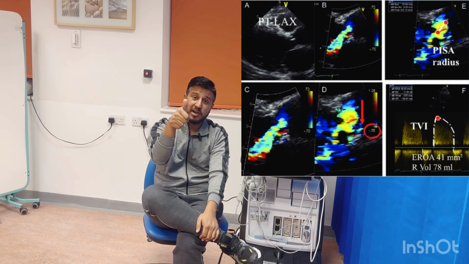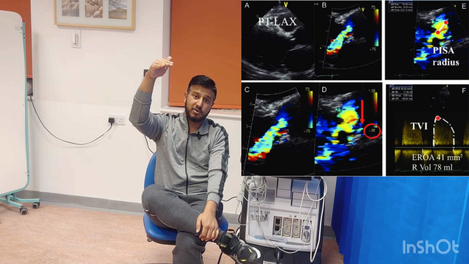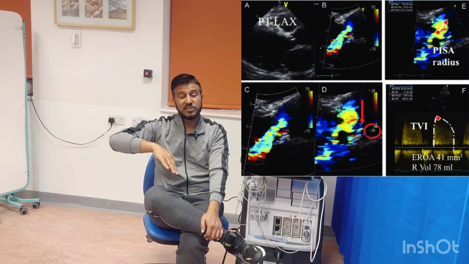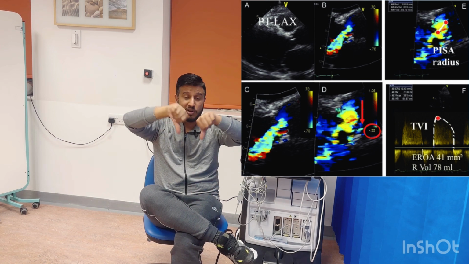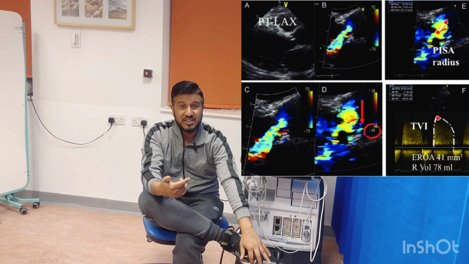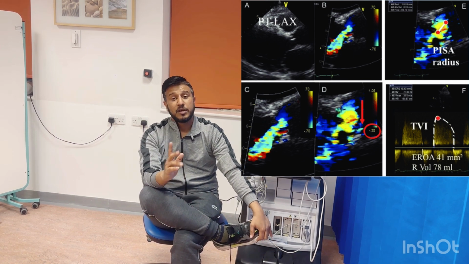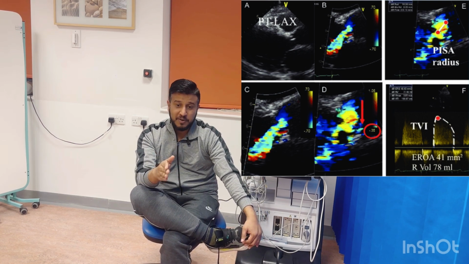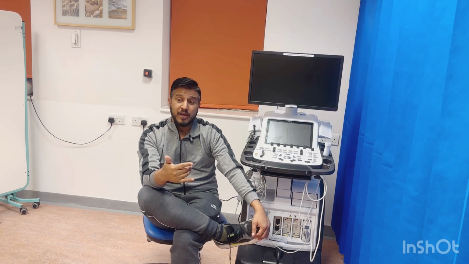If the jet is going upwards, you will take the baseline up, around 38, 39, 40, that range. And if the jet is going downwards, you will take the baseline down, towards 39 to 40. This is how you will take the PISA radius, then get the Doppler. You need to align the Doppler.